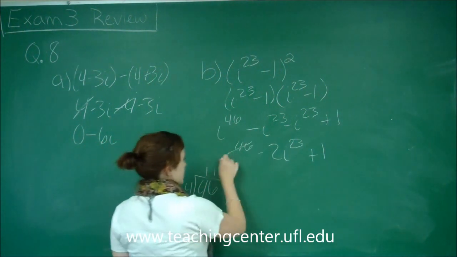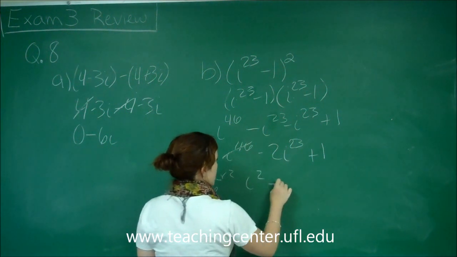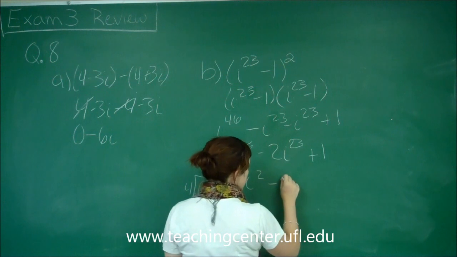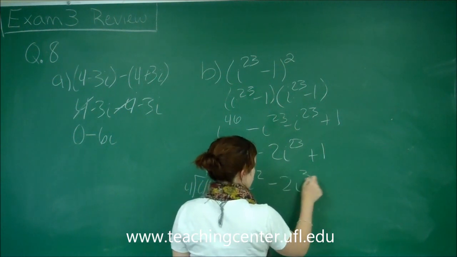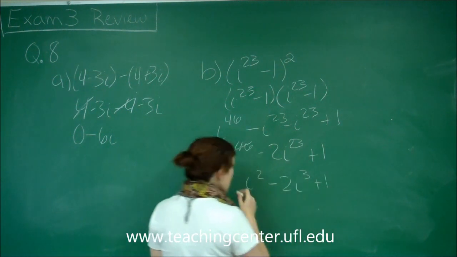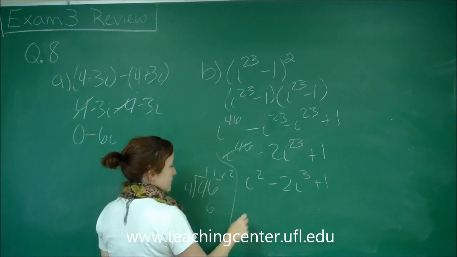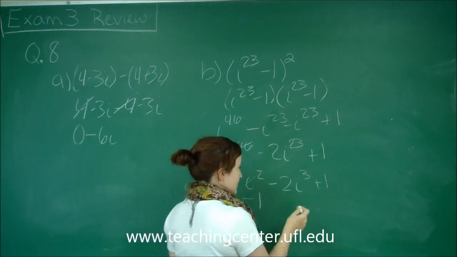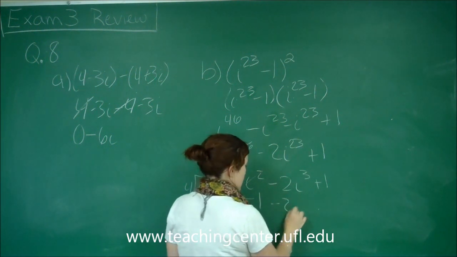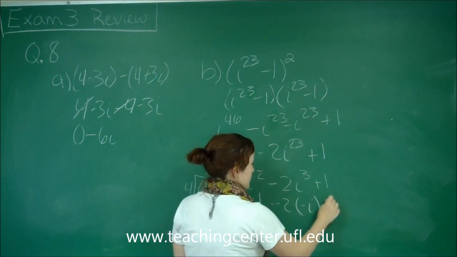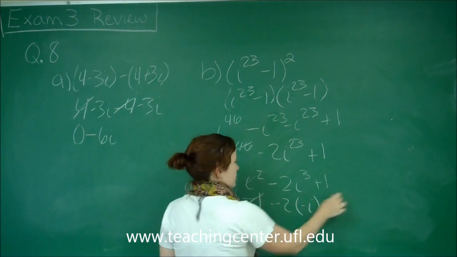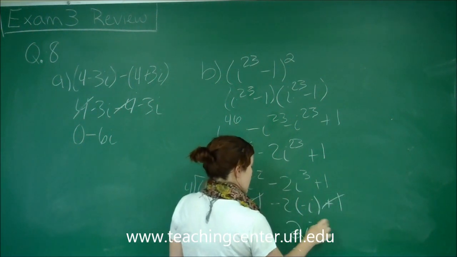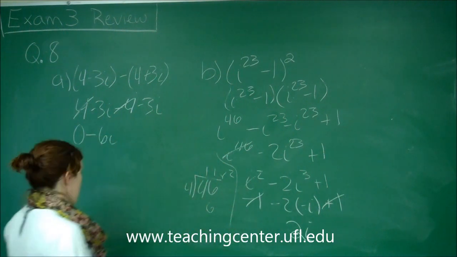So this actually simplifies to be i squared minus, and then for the 23rd, we'll have i with remainder 3, so it's 2i to the 3rd plus 1. And we can simplify this even more because we know i squared is negative 1. i to the 3rd is the same thing as negative i. And so our 1's cancel, and we've got negative 2 times negative i, which is just 2i. And that's your answer for part B.